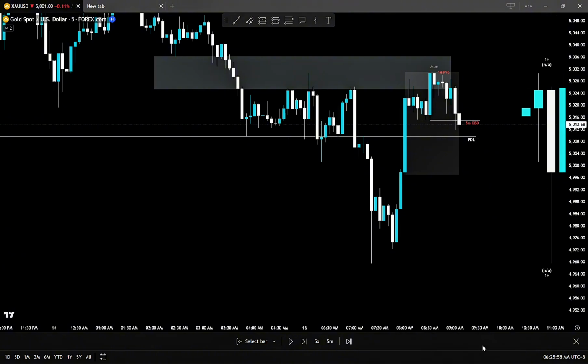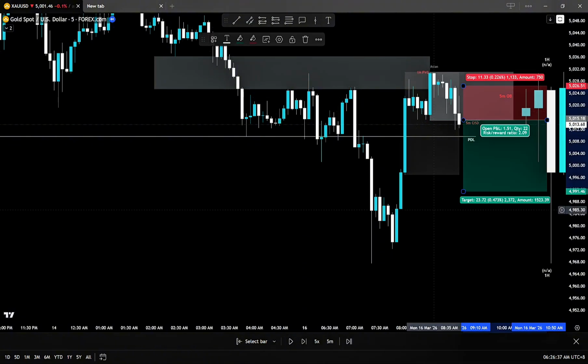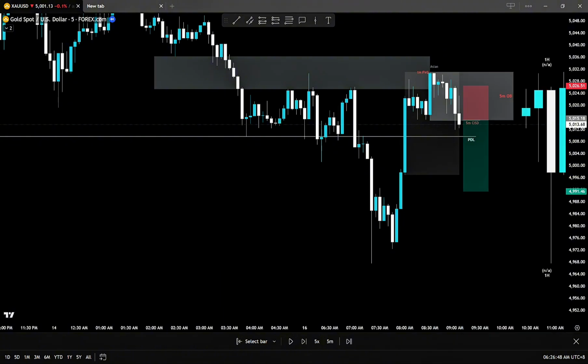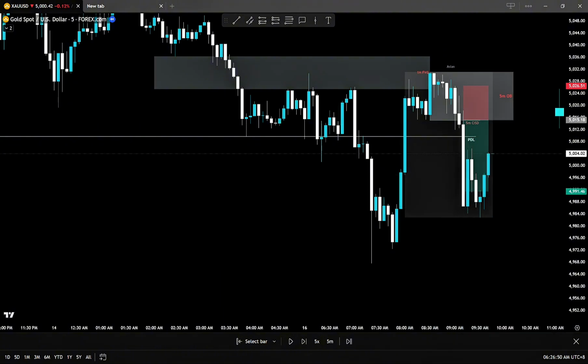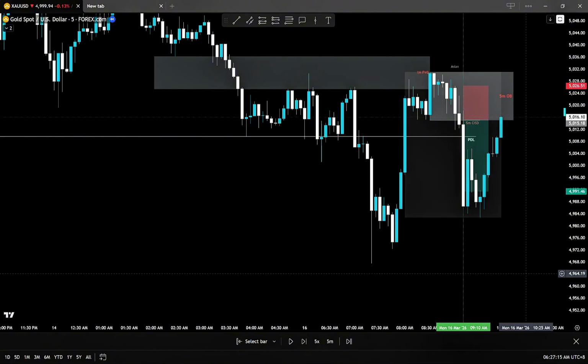Since the 5-minute change in state of delivery has been broken to the downside, we can now position a sell limit. Our target for this trade is a 1-to-2 risk-to-reward ratio. Price easily reached our target. After that, the market retraced back to our entry level, but fortunately, our take profit was hit first.